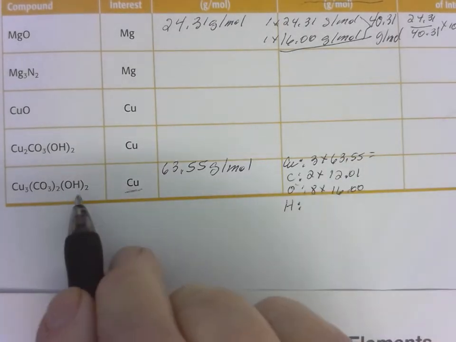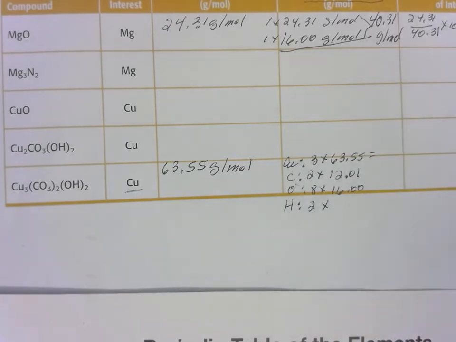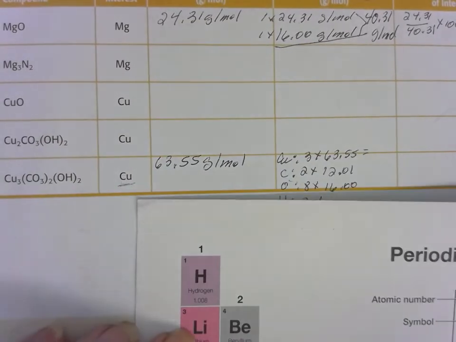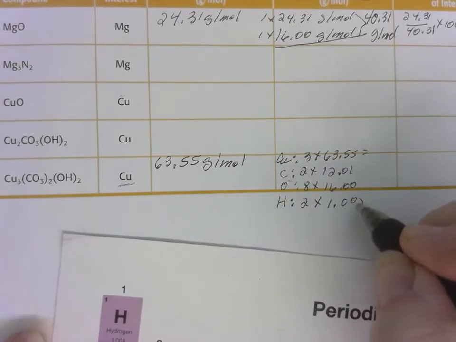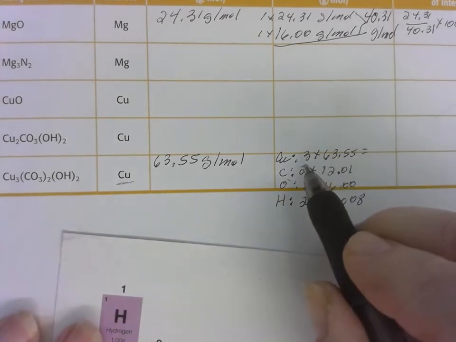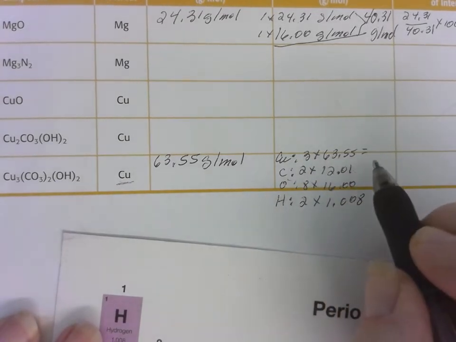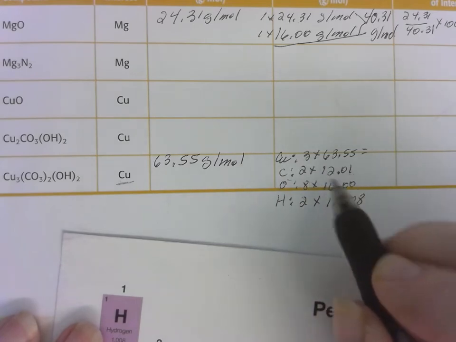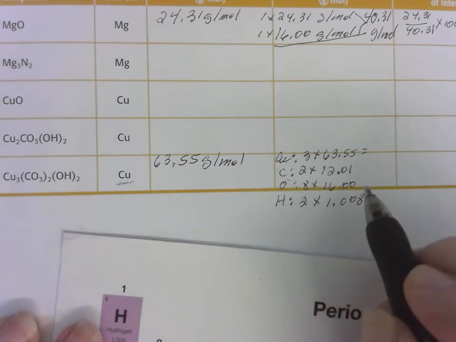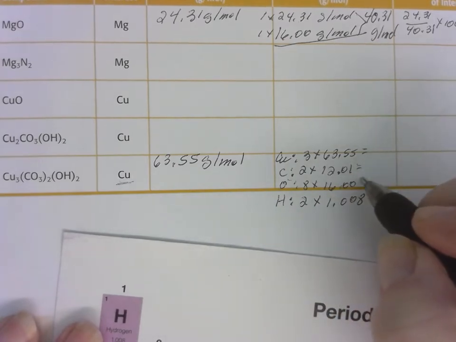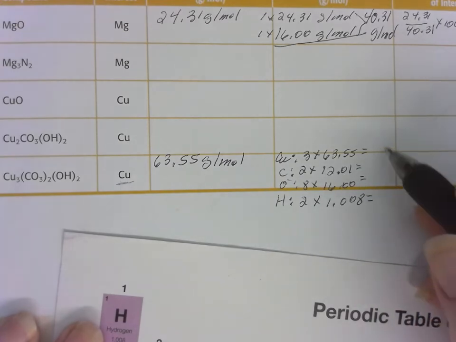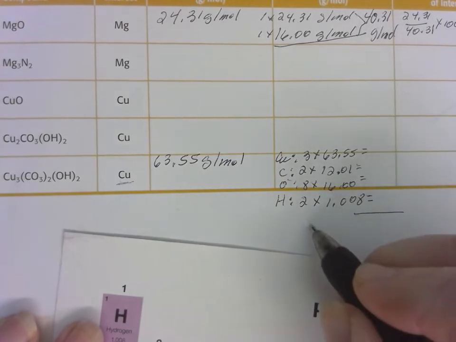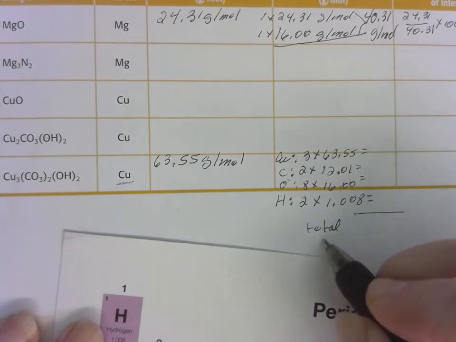Now what we have left is our hydrogen. So our hydrogen, how many do we have? We have 2 of those. So now we need to look at hydrogen, and that is 1.008. So now you need to multiply 3 times 63.55 and get a number, 2 times 12.01, get a number, 8 times 16.00, get a number, and we can put equal signs there, and then hydrogen 2 times 1.008 and get a number. Then you're adding all of those up to get the total molar mass of the compound.